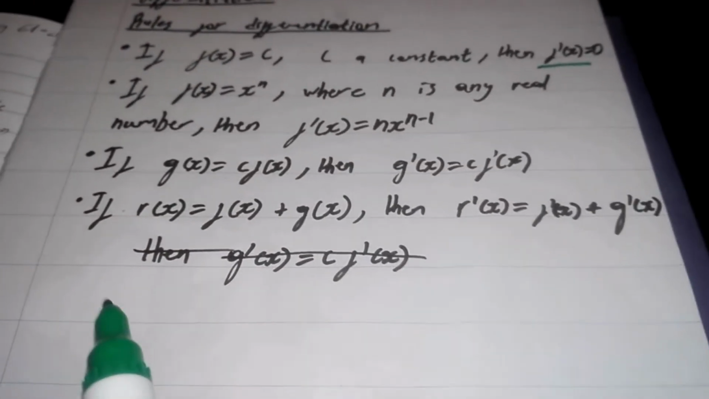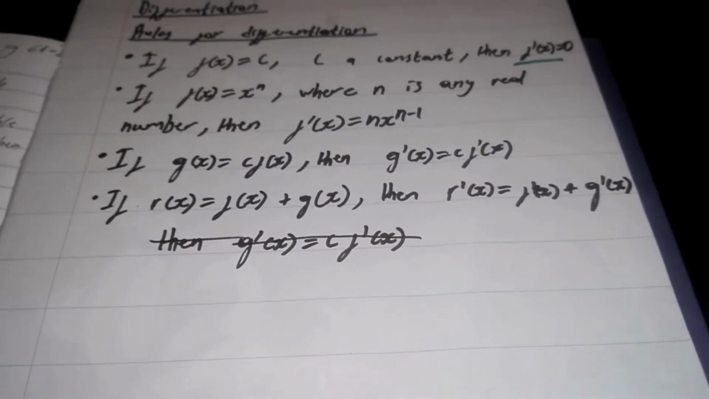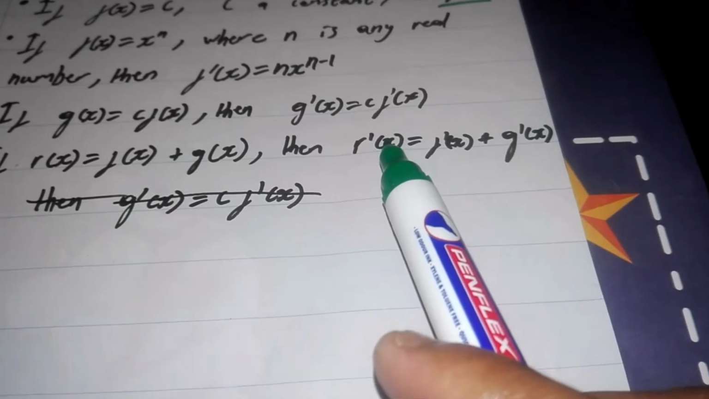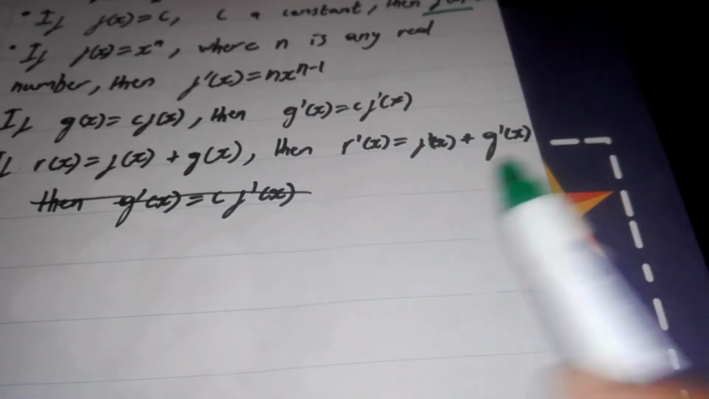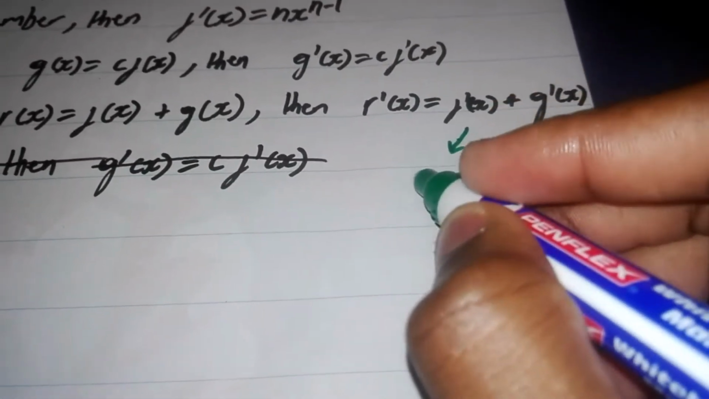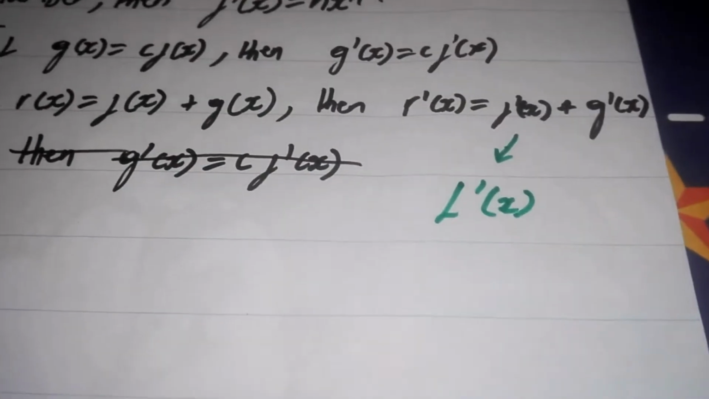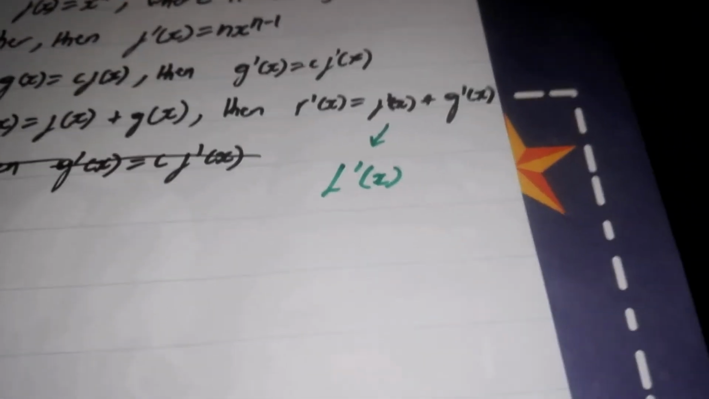And then the last point is that given r at x, which is the same as f at x plus g at x, when you want to find the derivative of r at x, it's the same as the derivative of f at x plus the derivative of g at x.